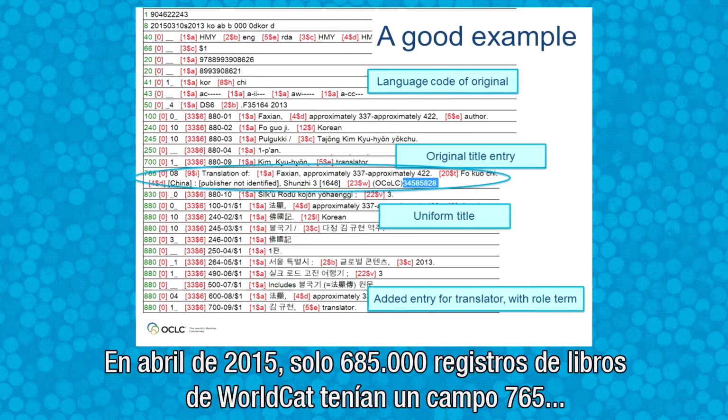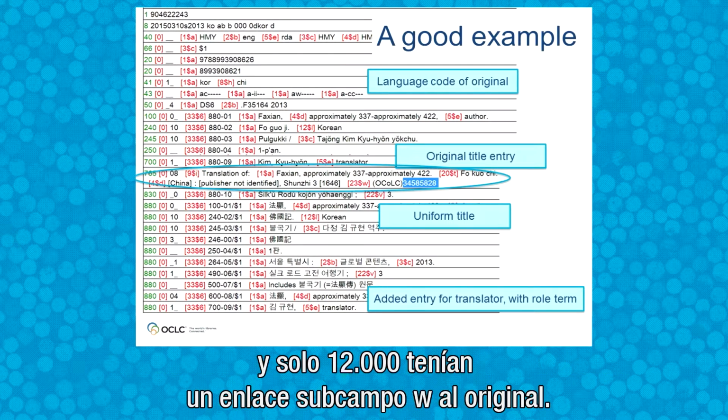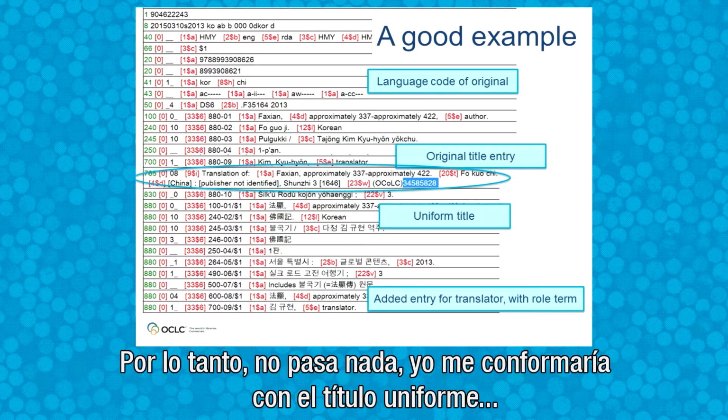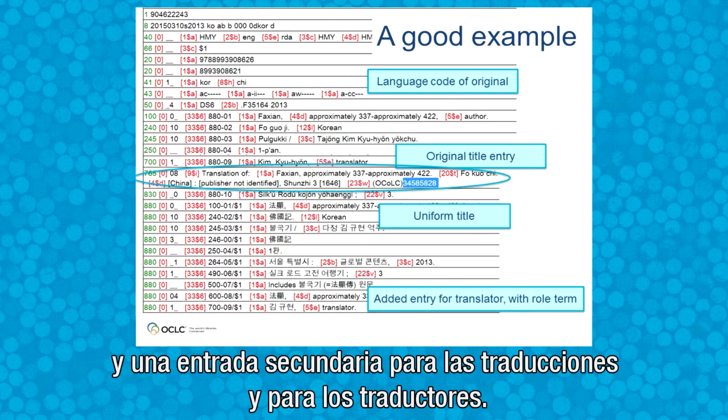Now, it's pretty rare to find an original title entry for translations. In April 2015, only 684,000 WorldCat book records had a 765 field. Only 12,000 of them had a subfield W linked to the original. So it's okay. I would be perfectly happy with a uniform title and an added entry for the translators.